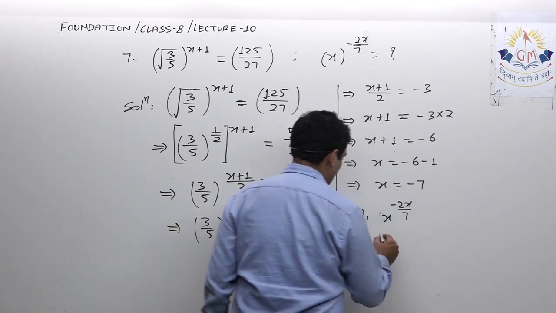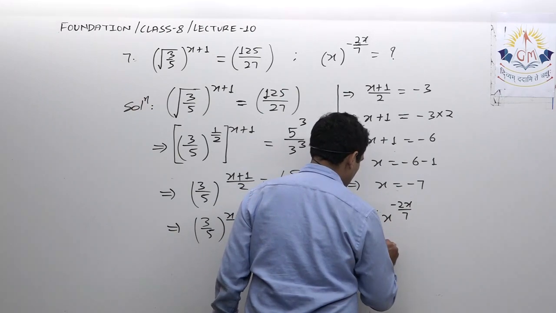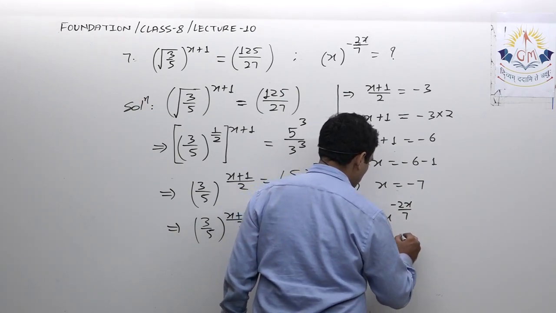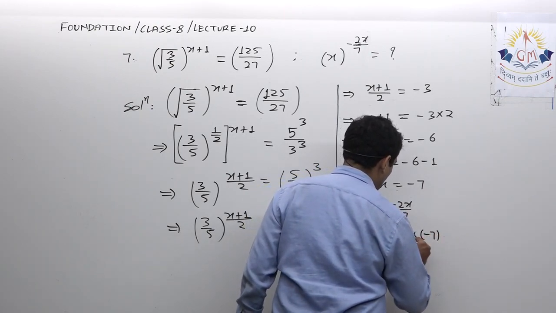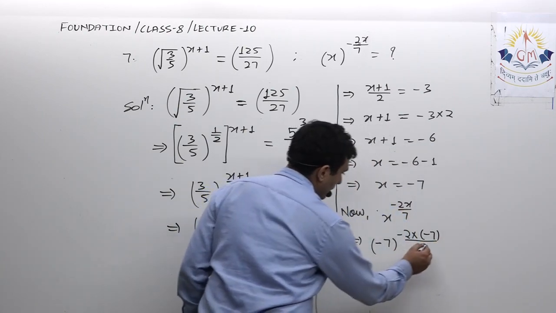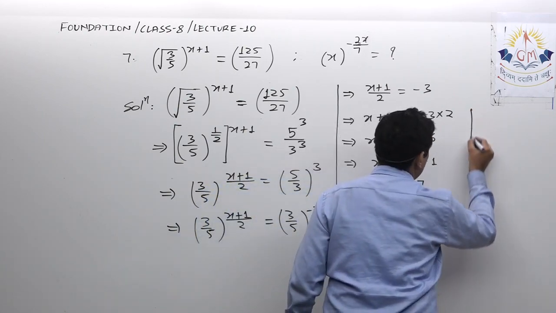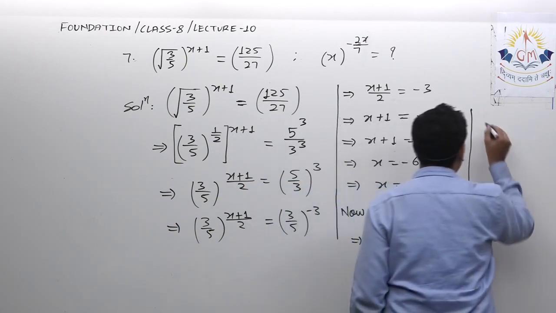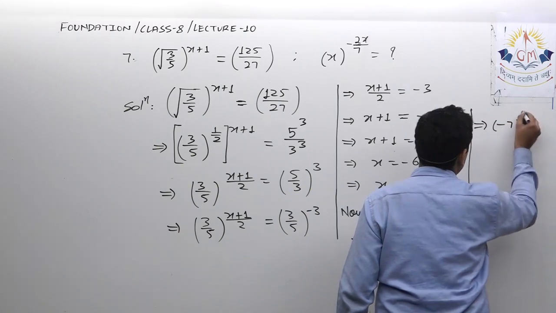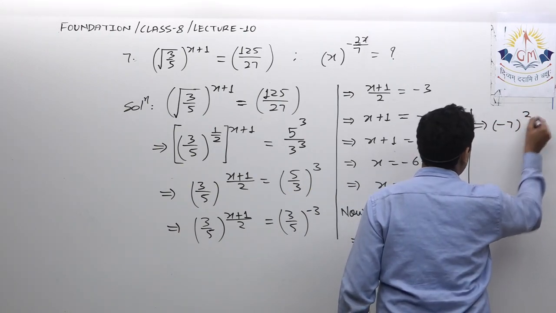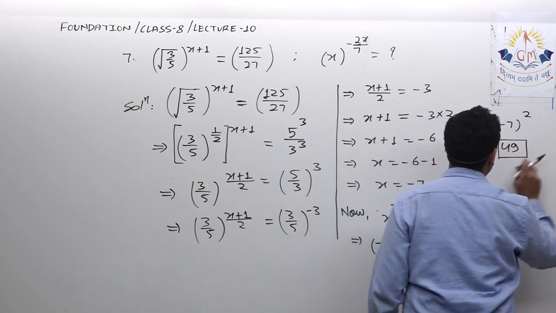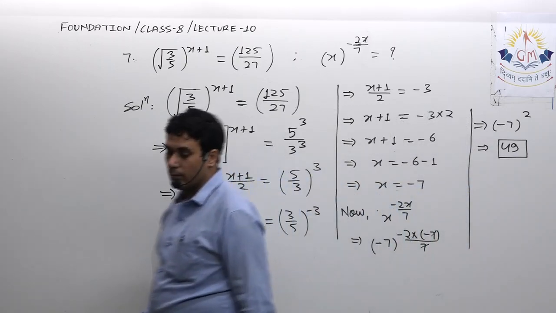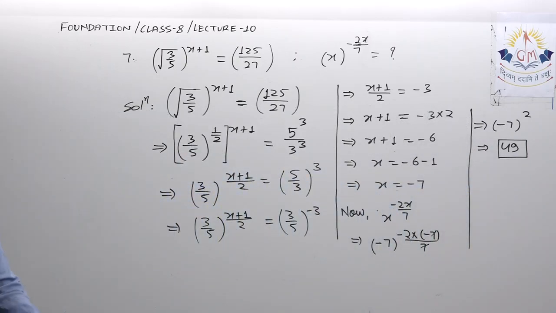Okay, so x is minus 7, so minus 7 raised to minus 2 into 7 into minus 7 upon 7. So this 7 and 7 will cancel out. Minus minus will become plus, so ultimately here I will get minus 7 raised to 2. Minus 7 raised to 2, that is 49. So my final answer is 49. So please note it down, then we'll see the next question.